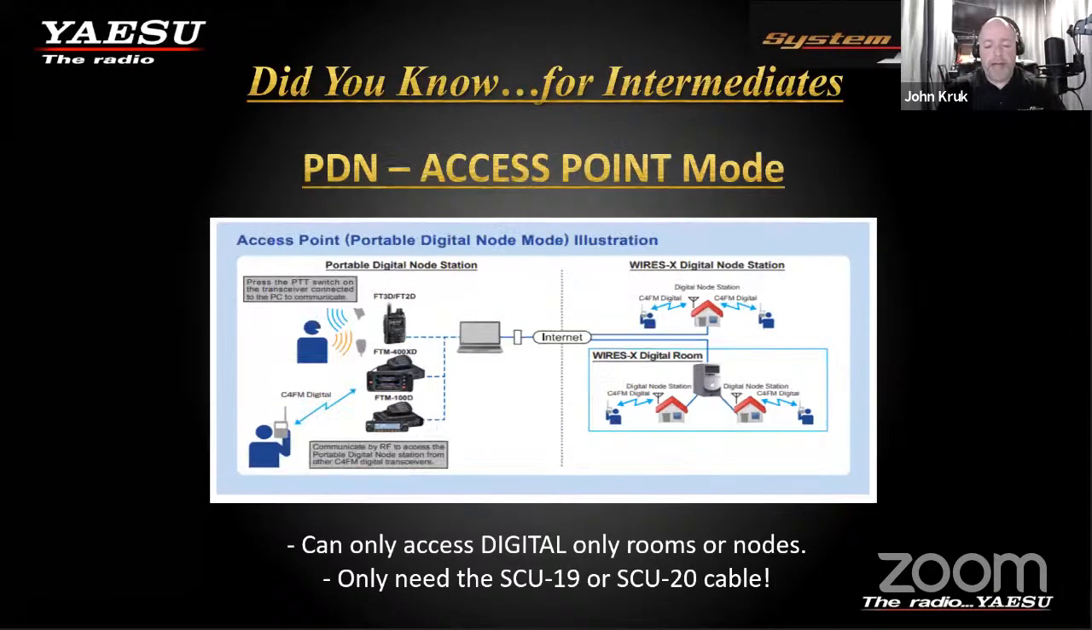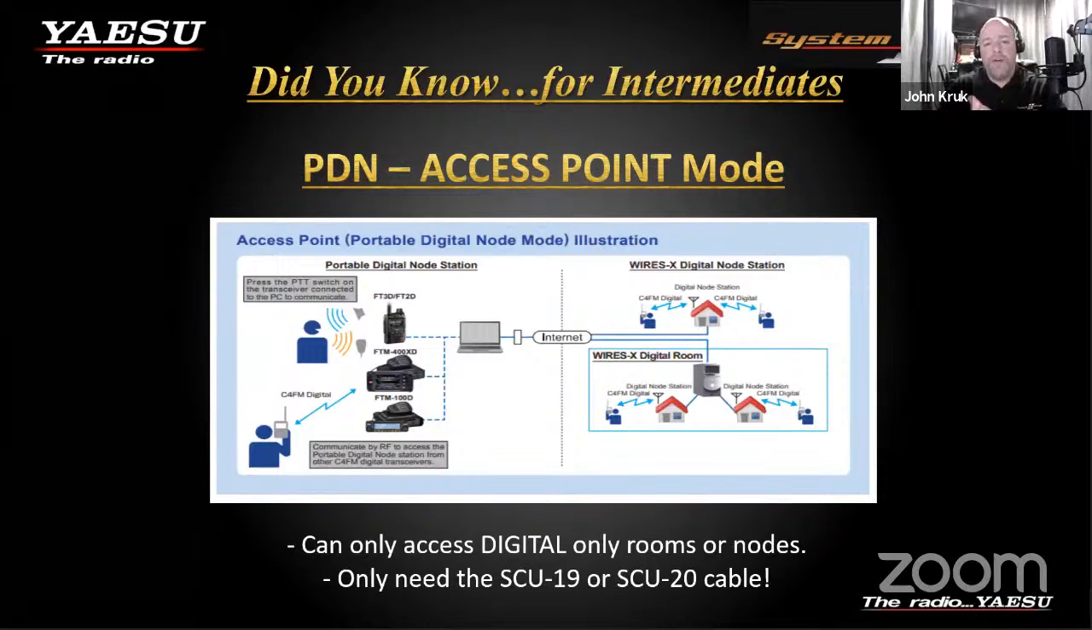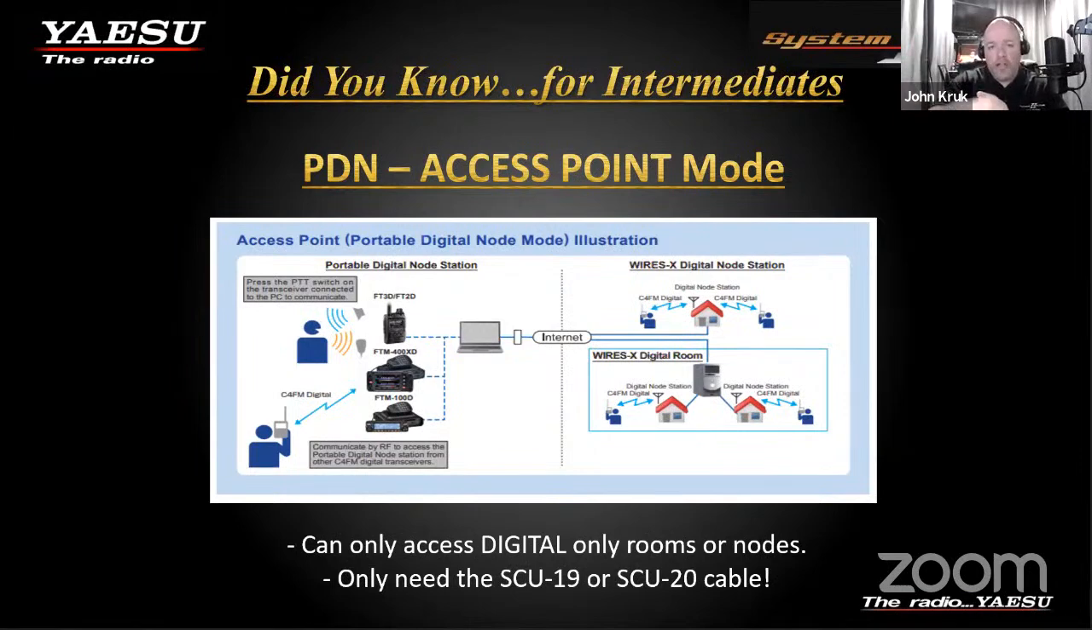So what's going to happen in that case is that you're going to be using it in a digital format. Now what we have is PDN access point. Now access point kind of states it there. It's an access point. What you can do is you can take another Fusion radio and via RF over the air, talk in to that radio being used as a PDN. And in turn, now you can go via RF, or if you're close by next to the computers, you could still use it as a speaker microphone to talk down Wires X.